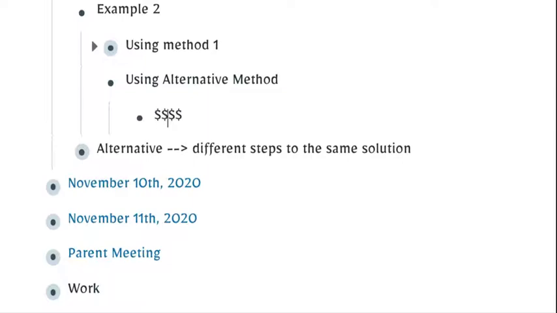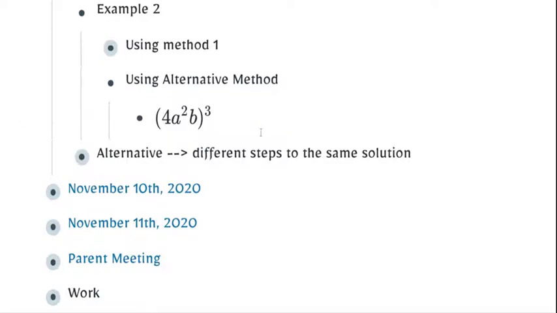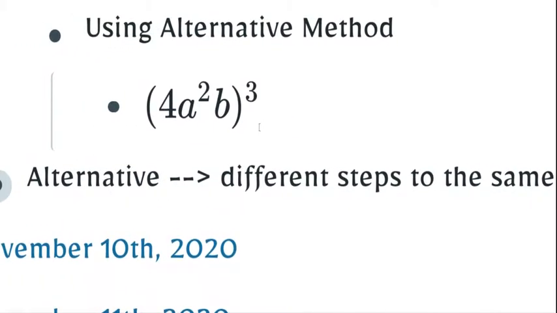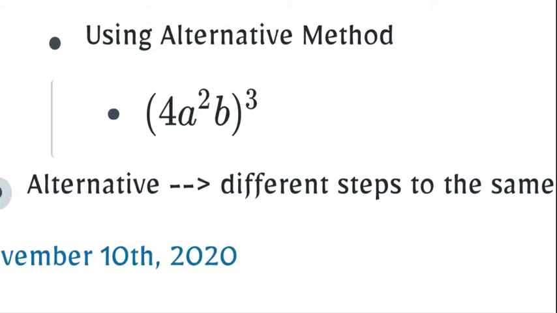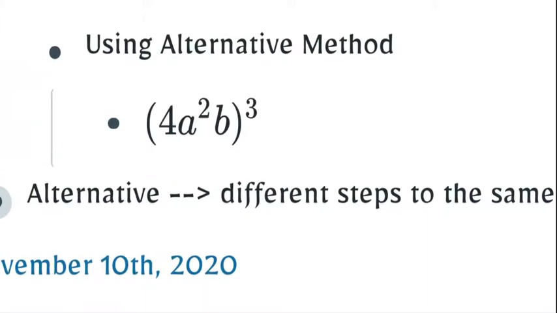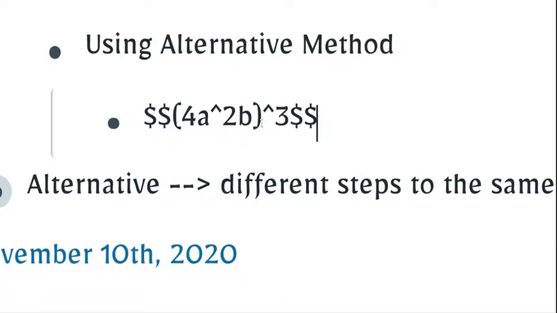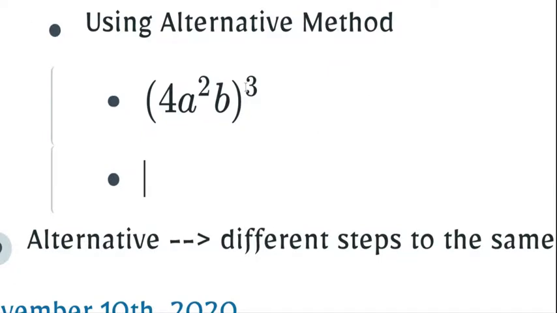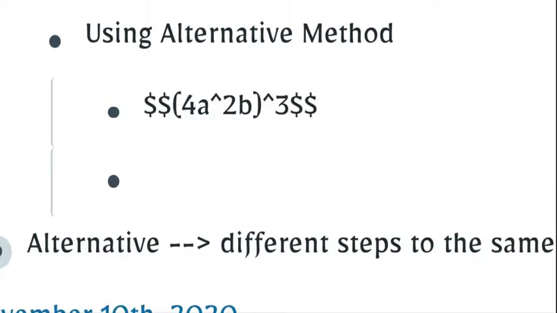The question originally was 4A squared, B, put this in bracket, to the 3. Is this what we had earlier? Yes, sir. Right. So this alternative method doesn't even recognize that we need to expand. We just do what we have. So how many of the brackets do we have? We have 3, correct? Yes, sir. So the alternative method just says we repeat this bracket 3 times. That's all.